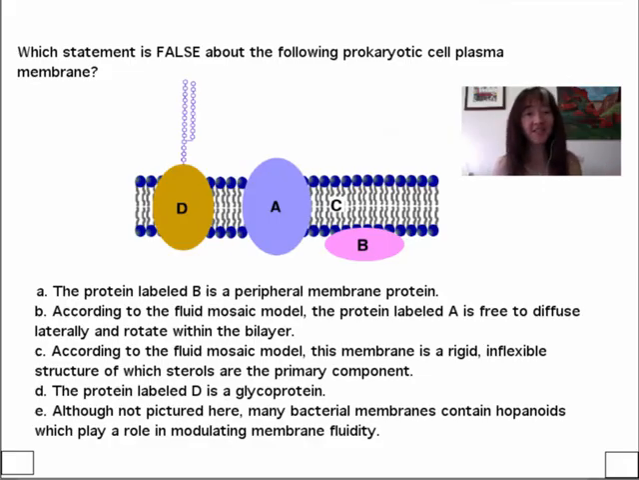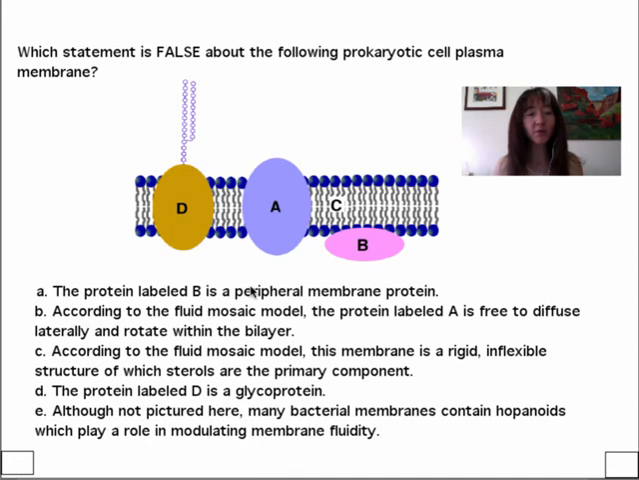Let's end our coverage today with a quick practice question that will allow us to review our knowledge of the fluid mosaic model. So looking at this picture, we can see that we've got a membrane with peripheral membrane proteins, we've got integral membrane proteins, and a somewhat labeled phospholipid bilayer. At least the region with the tails of the phospholipids is labeled C. So let's see if we can take this picture and use it to help us answer the question.